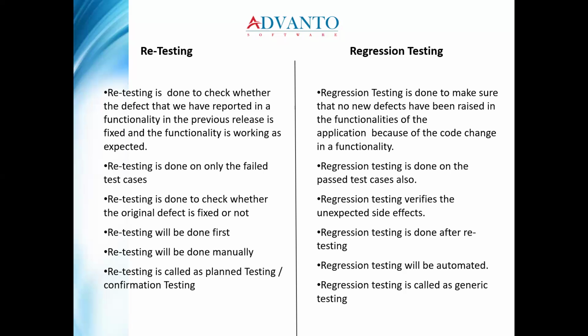Regression testing is done on the passed test cases also. Retesting is done to check whether the original defect is fixed or not. Regression testing verifies the unexpected side effects. Retesting will be done first. Regression testing is done after retesting. Retesting will be done manually, and regression testing will be automated. Retesting is called planned testing or confirmation testing, whereas regression testing is called generic testing.